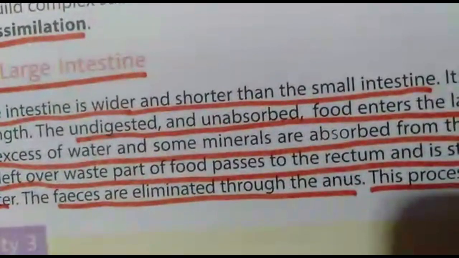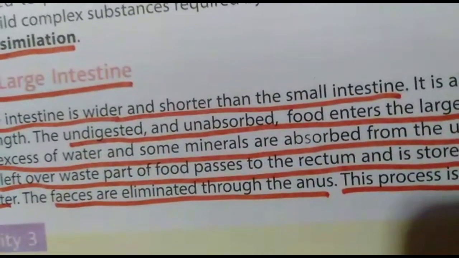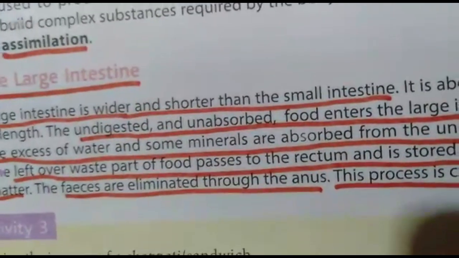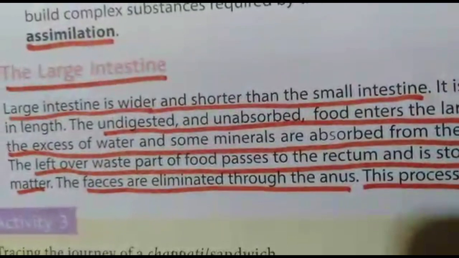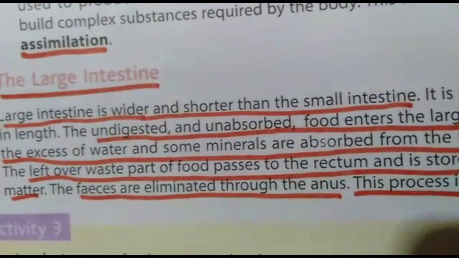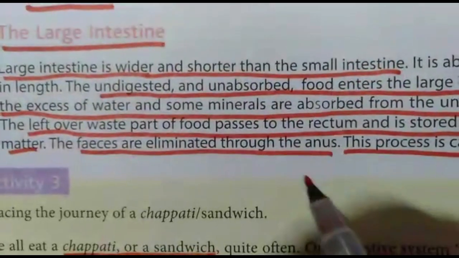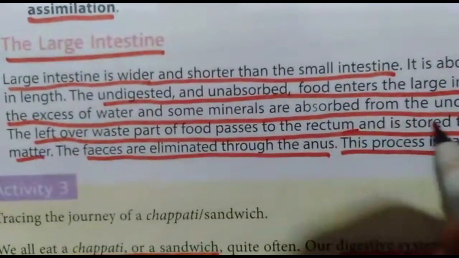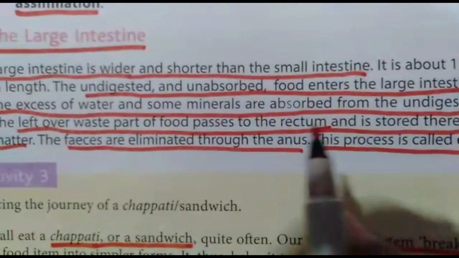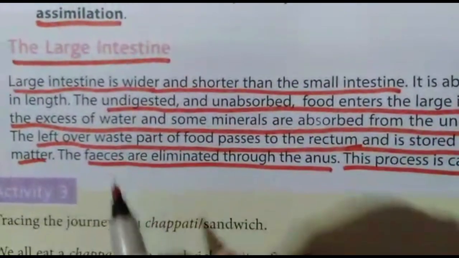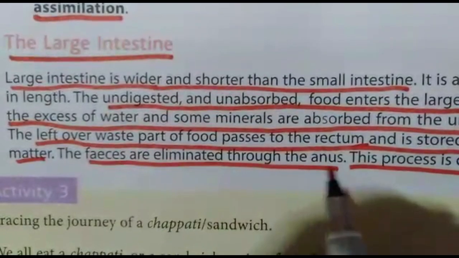From the undigested food, maximum absorption of water and some minerals takes place, and whatever is left, the waste material of the food, gets passed where? It gets passed into the rectum. We have studied the rectum, so it gets passed into the rectum and then it gets stored. Whatever the waste material or the faeces, it is stored in the rectum, and in the form of faeces it is eliminated through the anus.